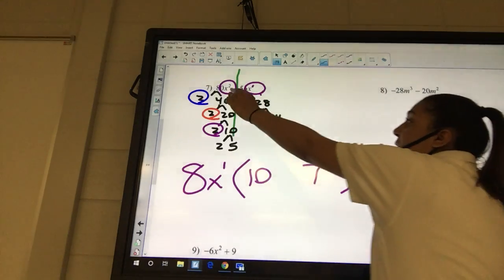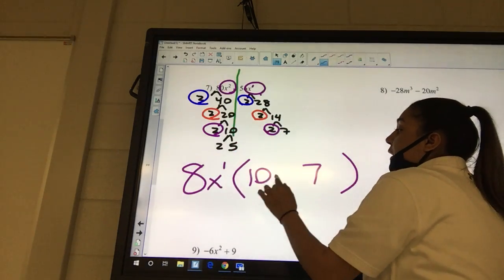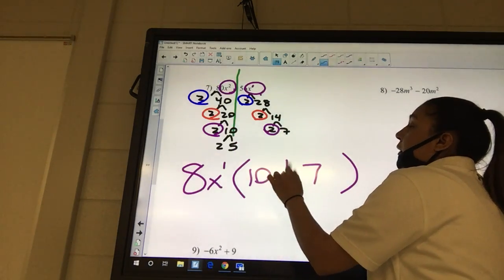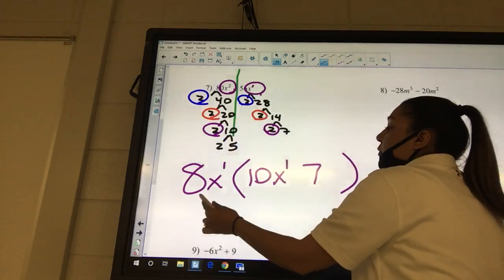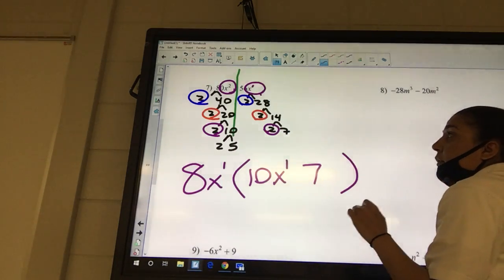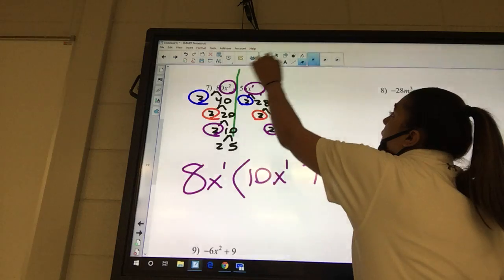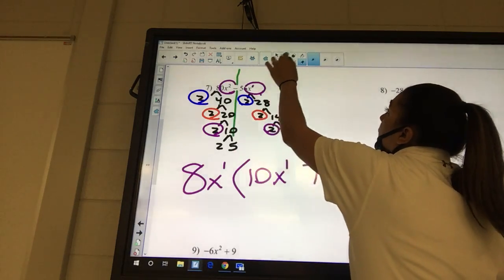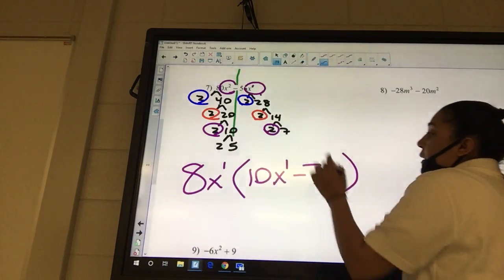Okay, so he had 2, I took 1, he has 1 left. He had 1, I took 1, he's got none left. And we put the minus sign back.